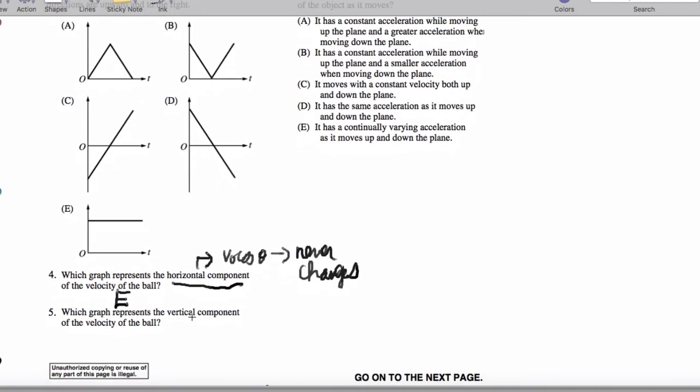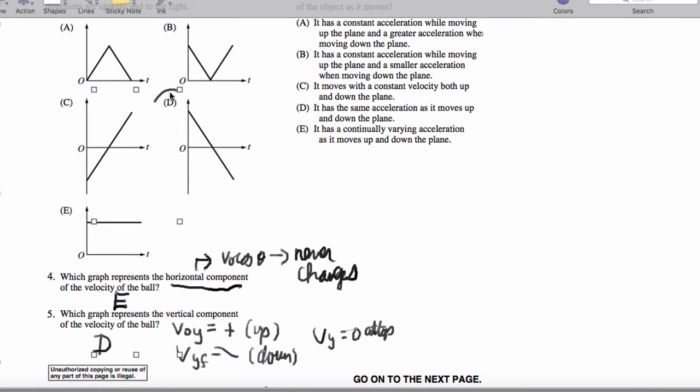Now the vertical component, let's be clear, V initial in the y direction is going to be positive because it's up, and then Vy final is going to be negative as it goes down, and Vy equals 0 at the top because it's at the top and it's turning around. Well, graph D is the only graph that reflects that idea that you throw the ball up in the air with a positive velocity, it slows down to a speed of 0, and then accelerates going downwards.